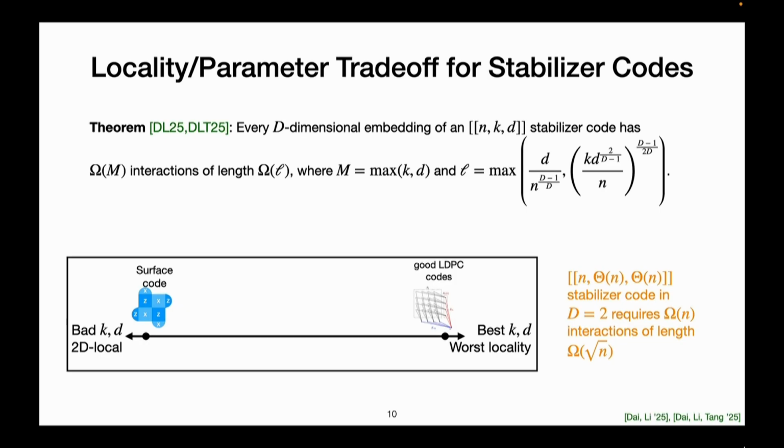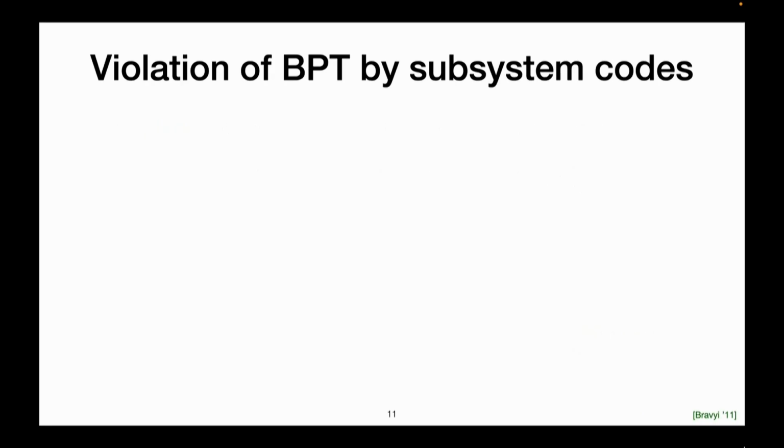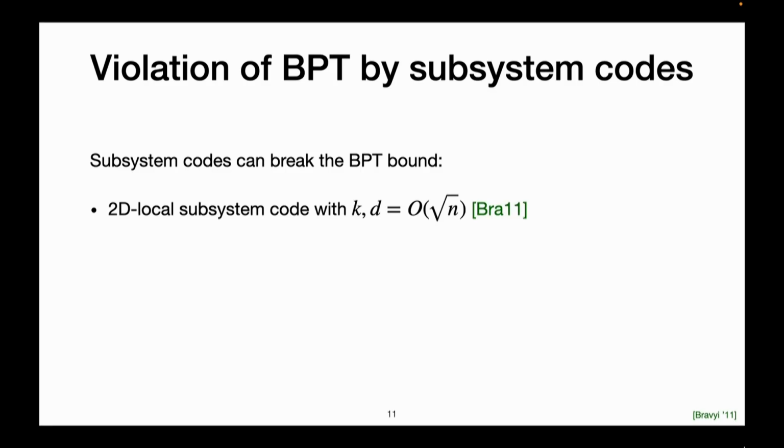Do we expect anything different? And it turns out that subsystem codes are able to violate the BPT bound. So Bravyi constructed 2D local subsystem codes with k and d both on the order of root n. And you can see how this breaks the 2D BPT bound.